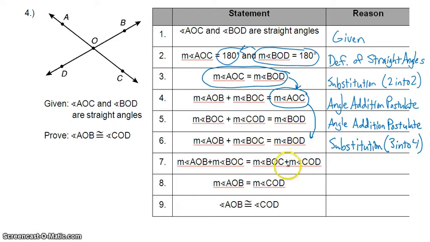Now going on to step 7, the left side of my equal sign hasn't changed, but the right side has. Angle BOD has become angle BOC plus angle COD. Can I replace BOD with BOC and COD? Yeah, step 5 tells me that. I can substitute step 5 into step 6 to create step 7.